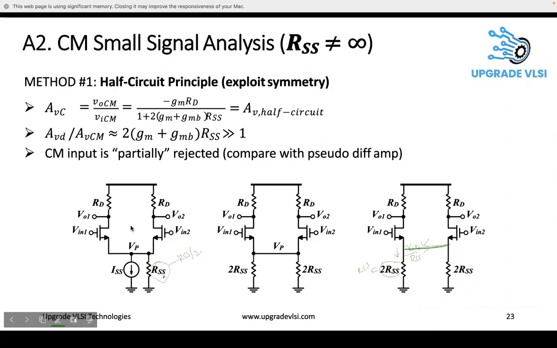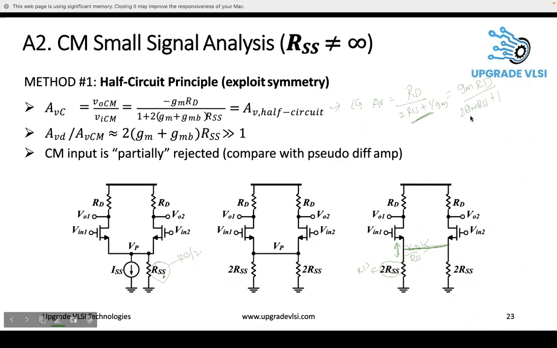So this is nothing but a CS stage with source degeneration. If you want to calculate the gain, it will be RD divided by the resistance of the source terminal. The resistance of the source terminal is 2 RSS plus 1 by GM. 1 by GM is coming because the resistance seen here is approximately 1 by GM. So the gain will be GM RD divided by GM RSS into 2 plus 1.